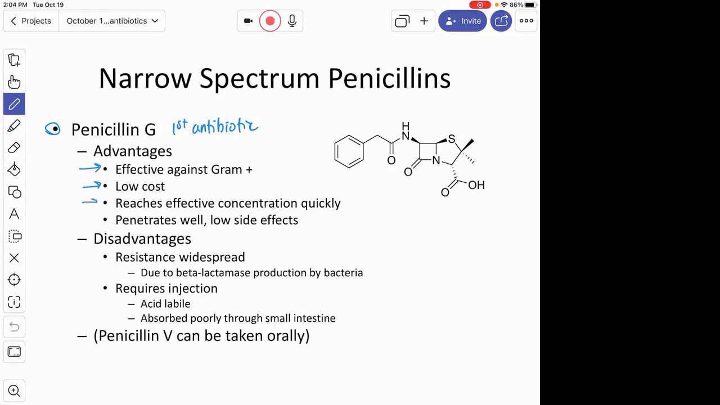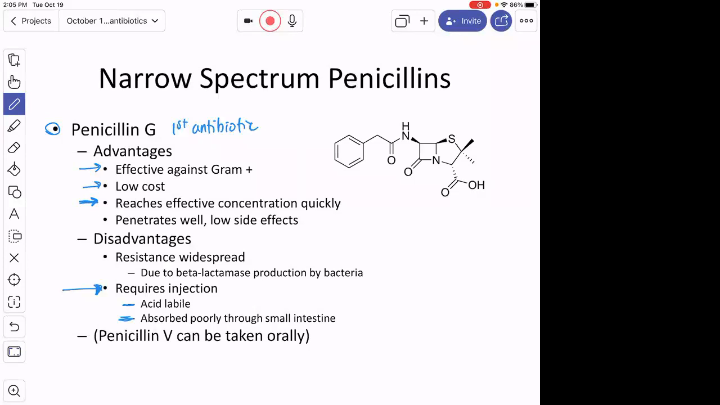It did reach effective concentration quickly, but keep in mind down here that the first penicillin had to be injected because it was acid labile. That means that if you swallowed it, it basically was destroyed in the stomach acid. Another reason it had to be injected is that if we swallowed it, it wasn't absorbed very well through the small intestine. When it's given by injection, it did reach concentration very quickly and penetrated pretty well.